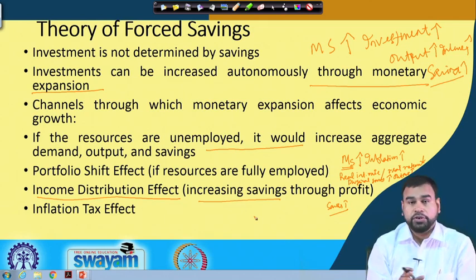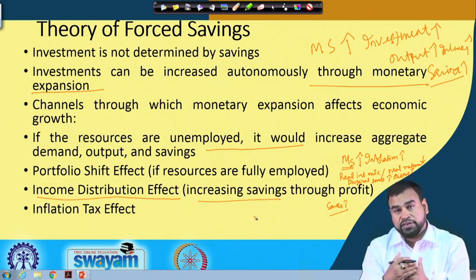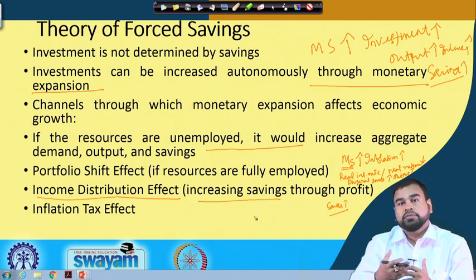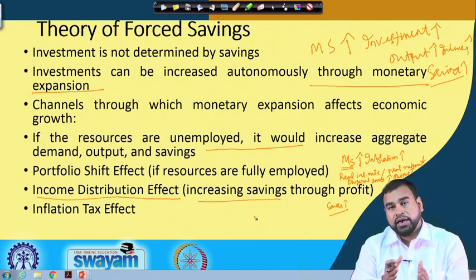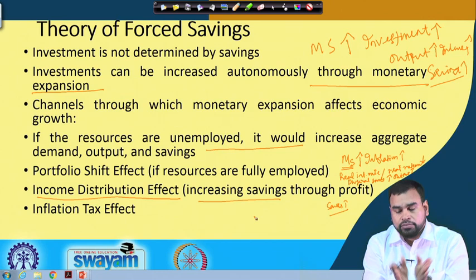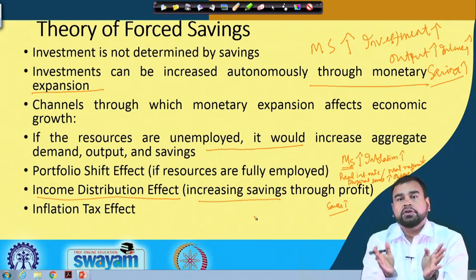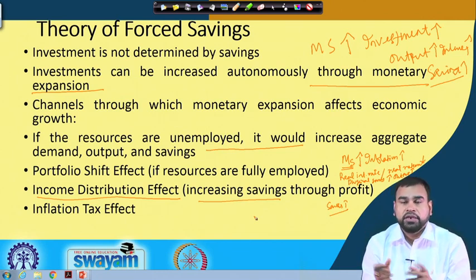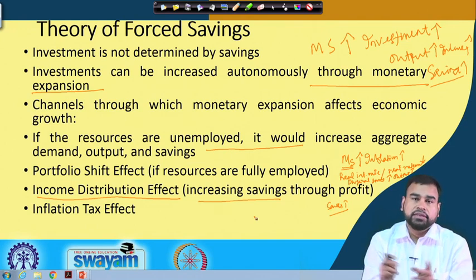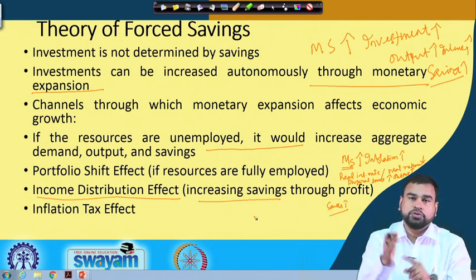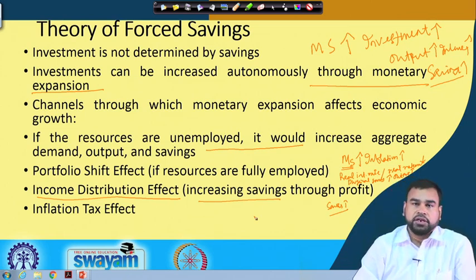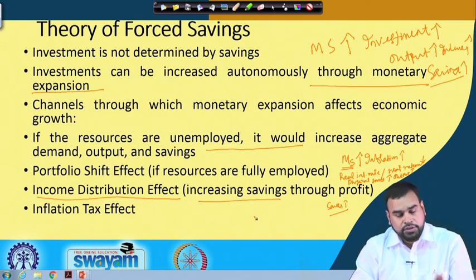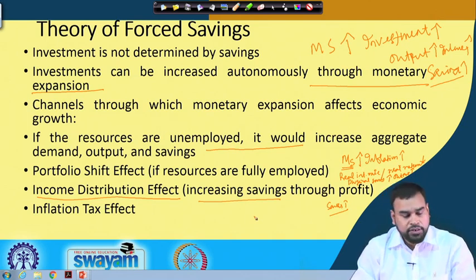That is why it is called the portfolio shift effect, meaning shifting the money or investment from the financial sector to the real sector, the physical goods sector. Once the physical sector develops, the profit of that sector goes up. That is why there is an income distribution between these two sectors, and finally this total profit leads to total savings, and then the output can be enhanced. That is the way this comes.